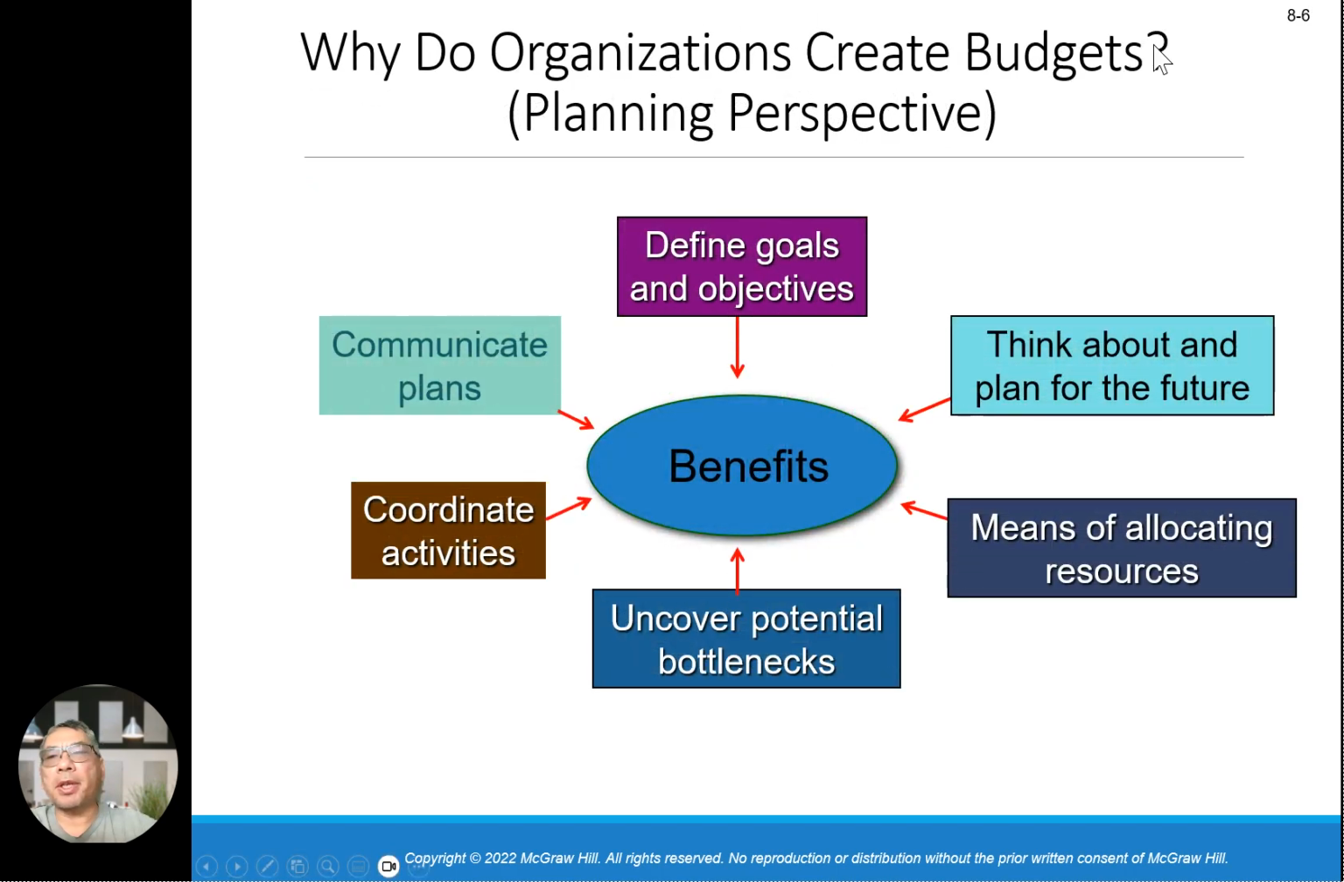Why do organizations create budgets? From the planning perspective, there are quite a few benefits in terms of defining goals and objectives. You need to communicate the plans. You need to coordinate the activities. You have to uncover potential bottlenecks. You also need to allocate resources, and you need to think about the future plan. So the benefits are always there in terms of the budgeting process.